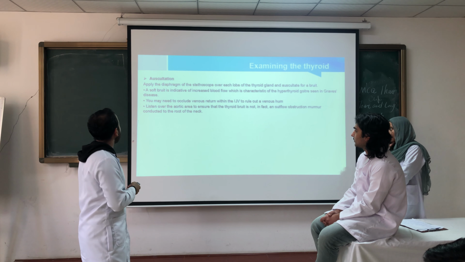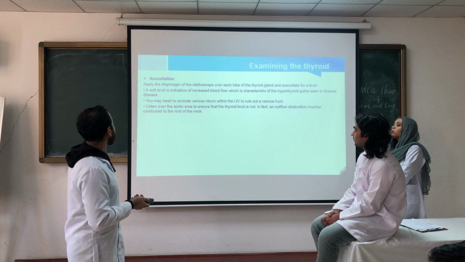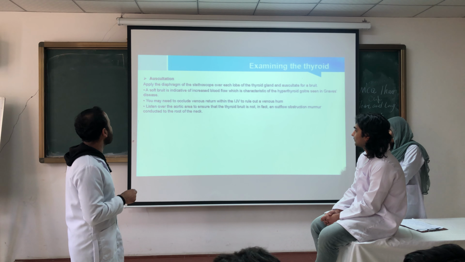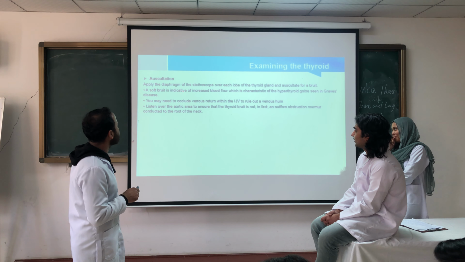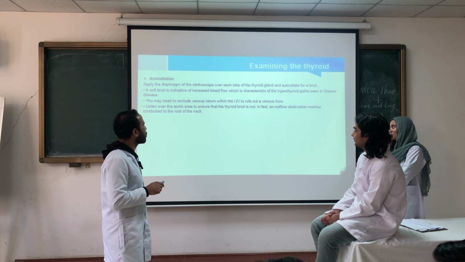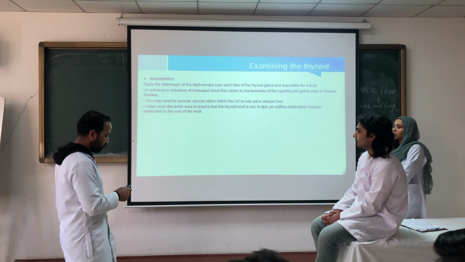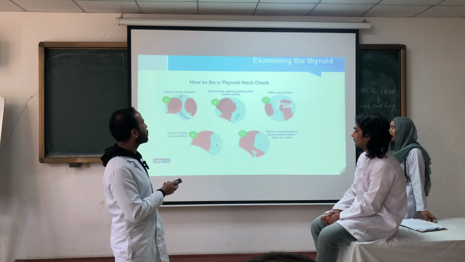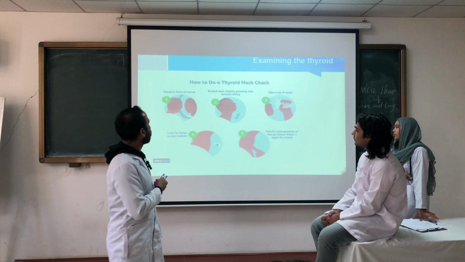Auscultation. In the auscultation, apply the diaphragm of the stethoscope over each lobe of the thyroid gland and auscultate for a bruit. A soft bruit is indicative of increased blood flow, which is characteristic of the hyperthyroid goiter seen in Graves' disease. So this is the examination of the thyroid.